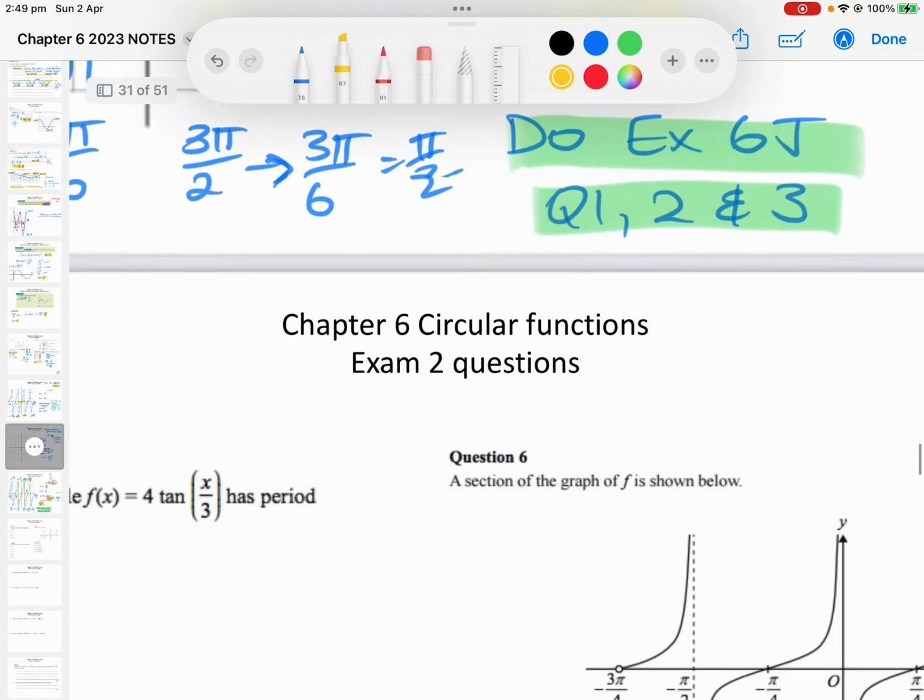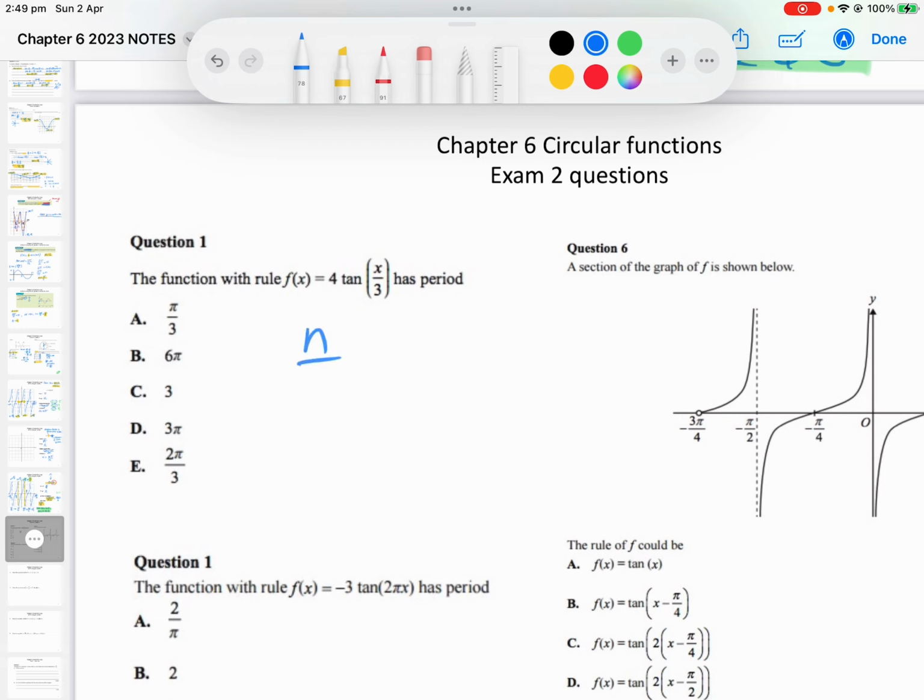The next one was, we did that yesterday. This one here, so exam 2. So what's the period of this one? We have to remember the period is pi on n. It's not 2 pi on n is the point, because it's 2 pi on n for sine and for cos. So this is pi over 1/3 or 3 pi, option D.